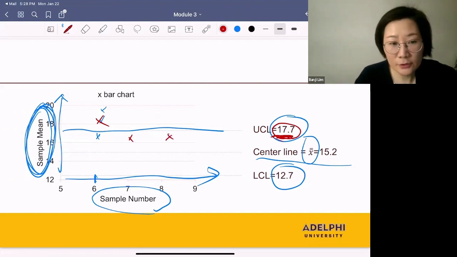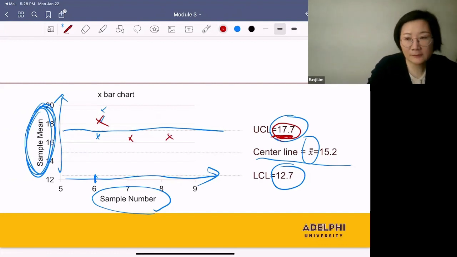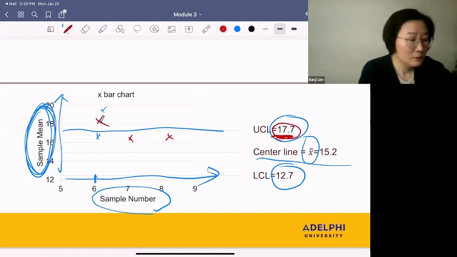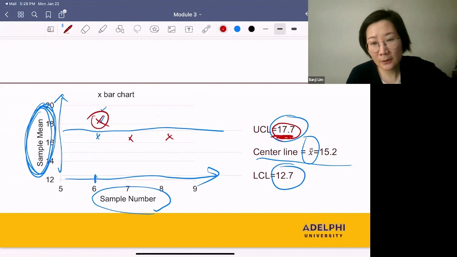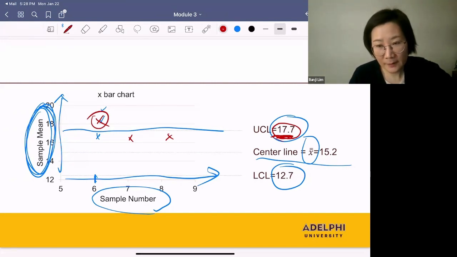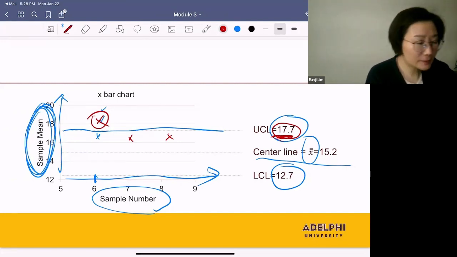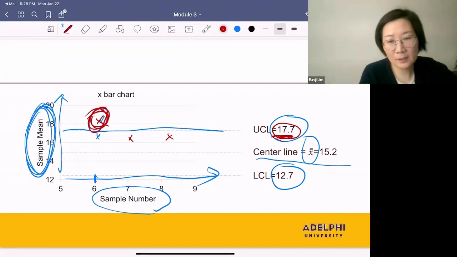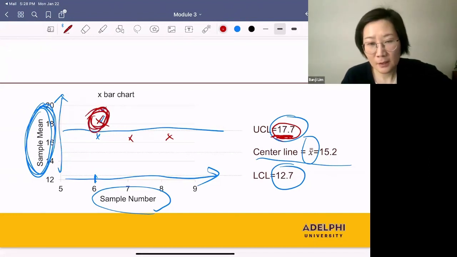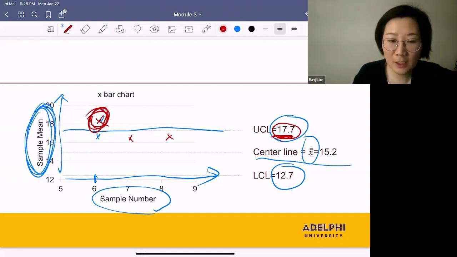Now we can make a conclusion. Is this process in control? If one or more of the sample means are outside the control limits, we conclude the process is out of control. And since we have one sample mean that's outside the limit, we conclude that the process is out of control.